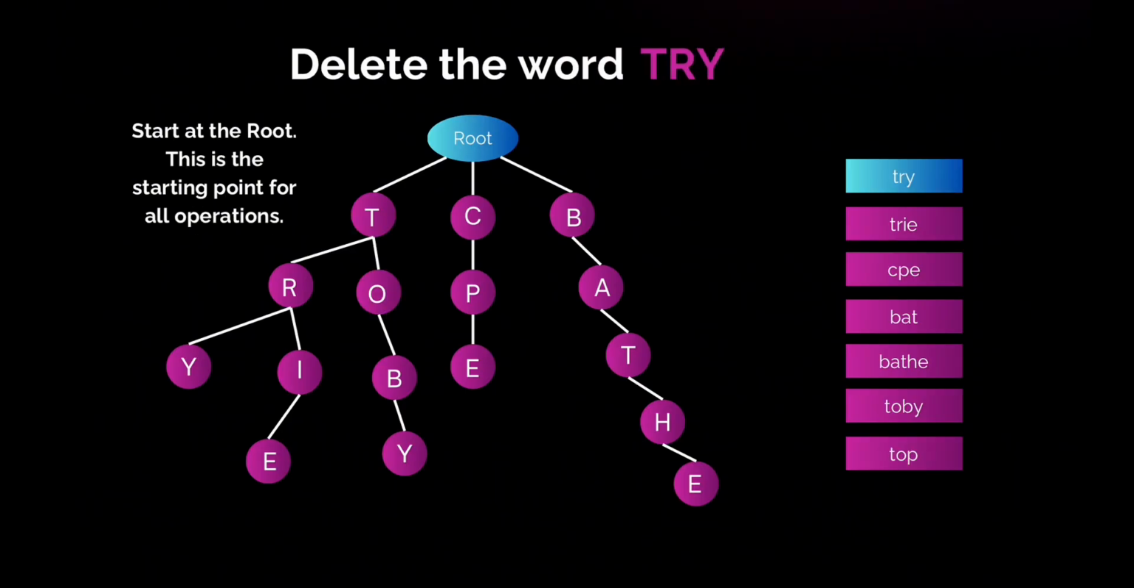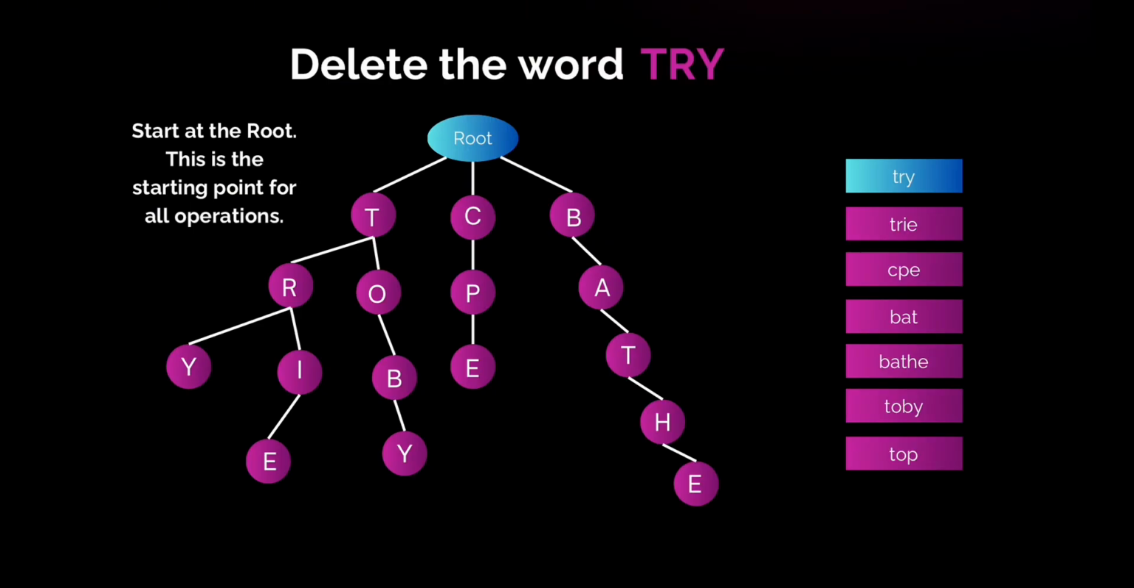Now that we've covered searching and inserting, let's go over the process of deletion in a trie. This one's a bit more complex because we don't just remove letters blindly. We have to make sure that deleting one word doesn't accidentally break other words that share the same path. In this example, we'll delete the word try from the trie structure we've been using. Let's walk through the process together.